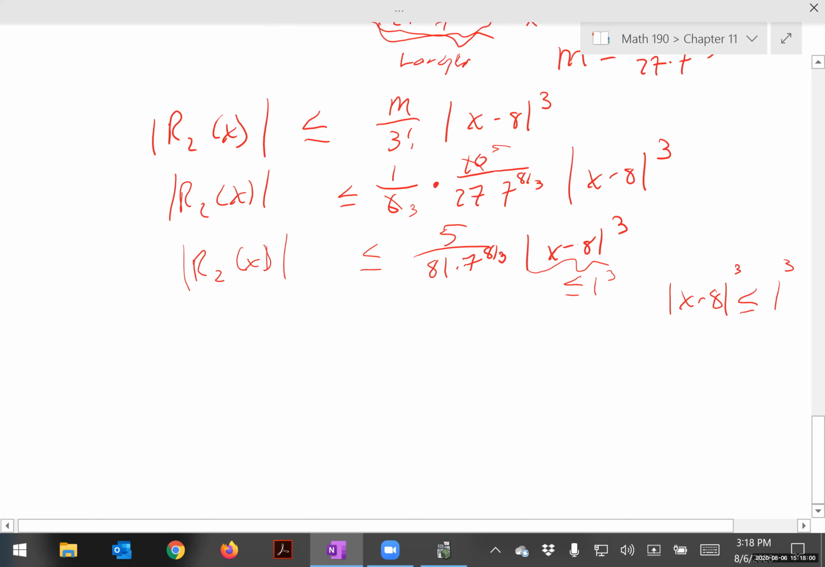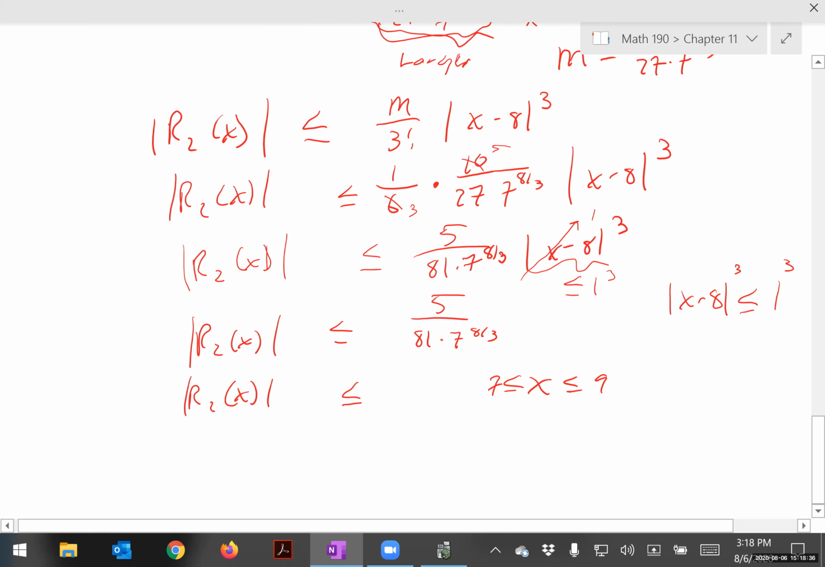Oh, well, that's kind of cool. So r sub 2 of x is really less than or equal to 5 over 81 times 7 to the 8 thirds power, because this thing just went to 1. So that would be the error on this. When x is between 7 and 9, the error would be bounded by this value.